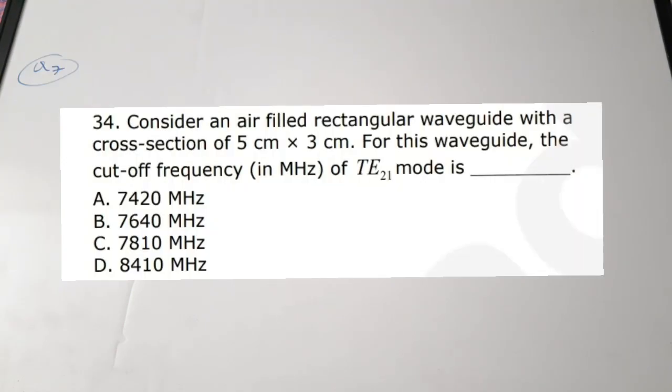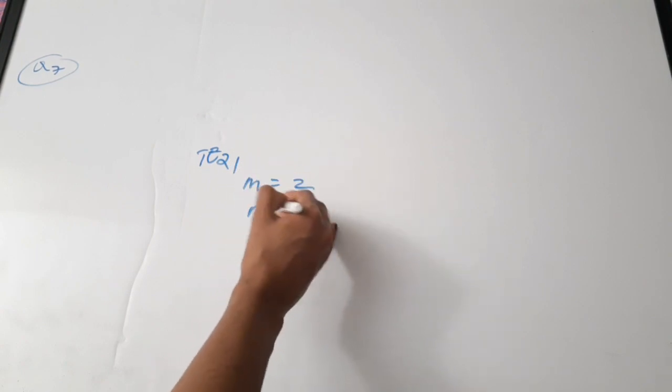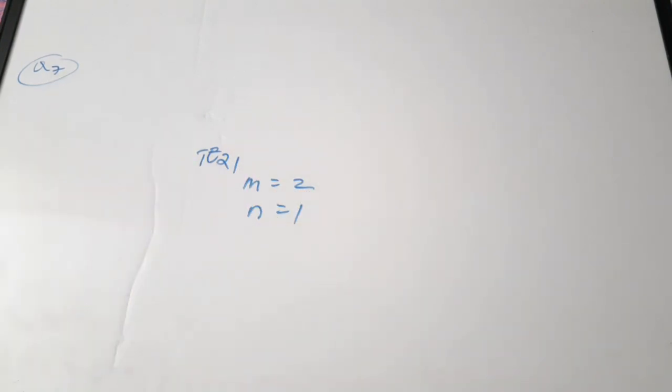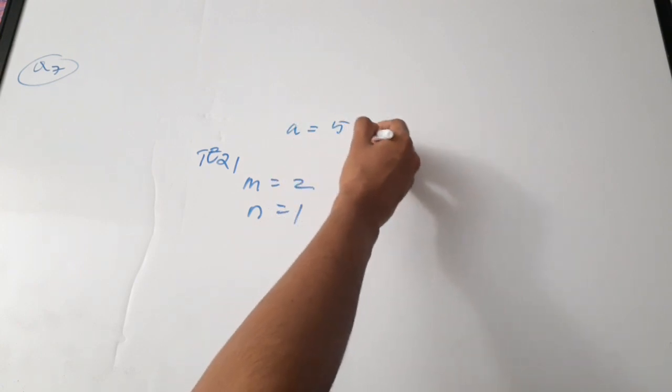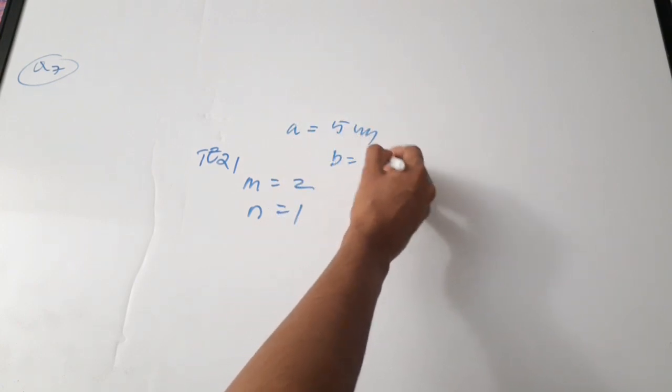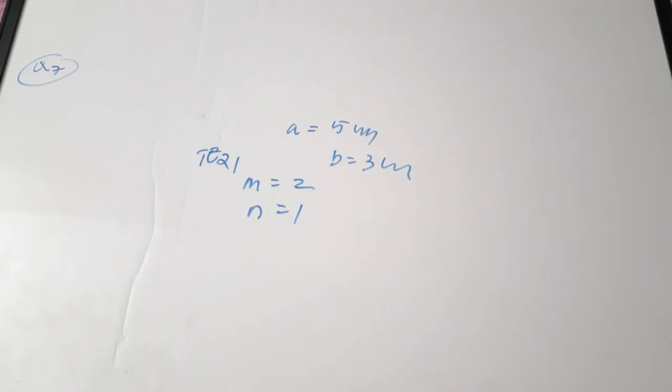Consider an air-filled rectangular waveguide with a cross section of 5 cm by 3 cm. For this waveguide, the cutoff frequency of TE21 mode. TE21 means M equal to 2, N equal to 1. So you should be identifying these things as fast as possible. Just apply the equation for cutoff frequency directly. A and B is given. A equal to 5 cm, B equal to 3 cm. In that equation for cutoff frequency, apply these values and find the value of cutoff frequency.